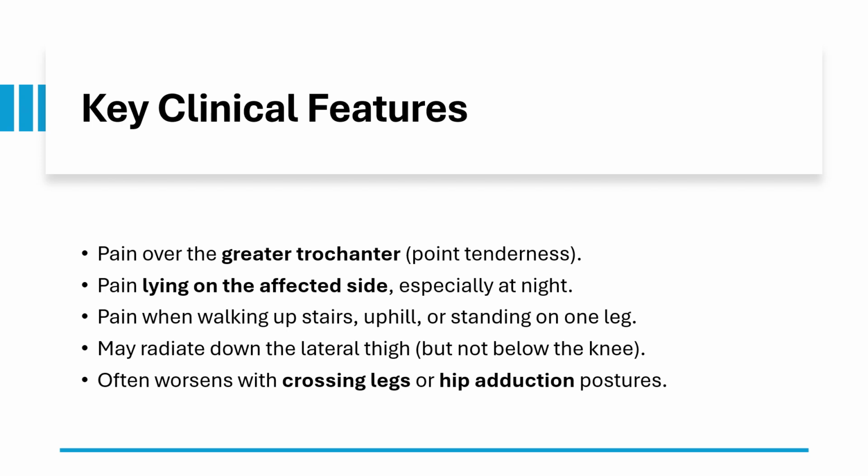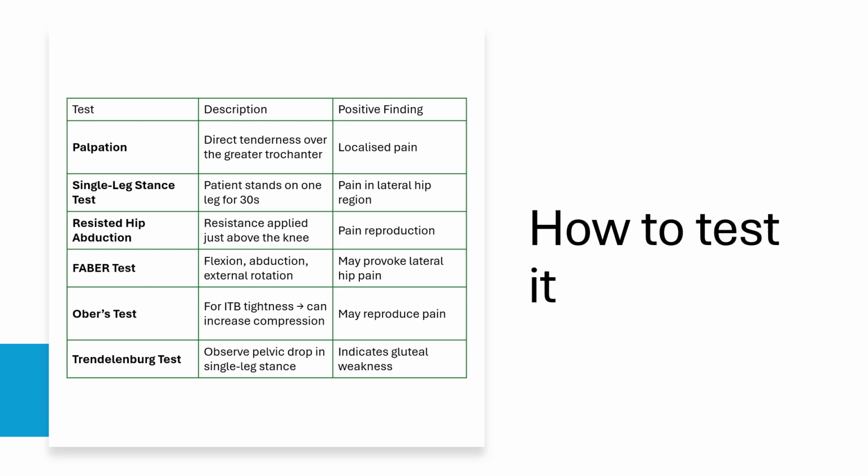So what are the key clinical features? Pain over the greater trochanter, so point tenderness, pain lying on the affected side, especially at night, pain when walking upstairs, up hills, or standing on one leg. Now, it may radiate down the lateral thigh, but not below the knee, and it often worsens with crossing legs or hip adduction postures.